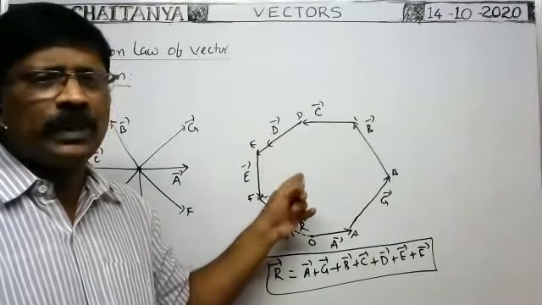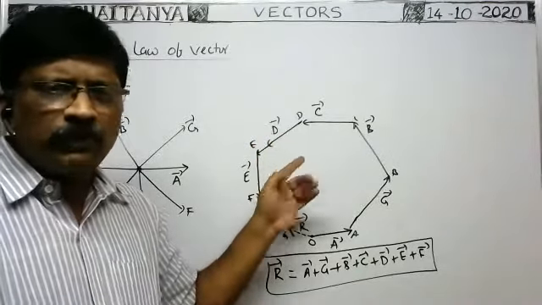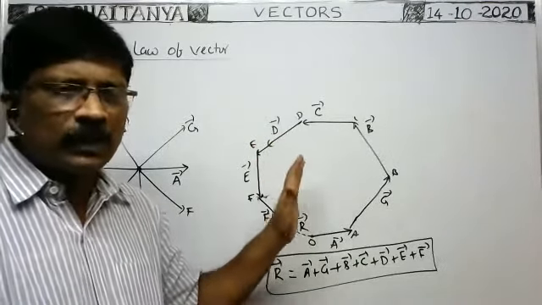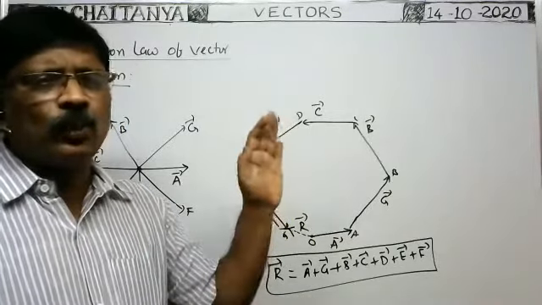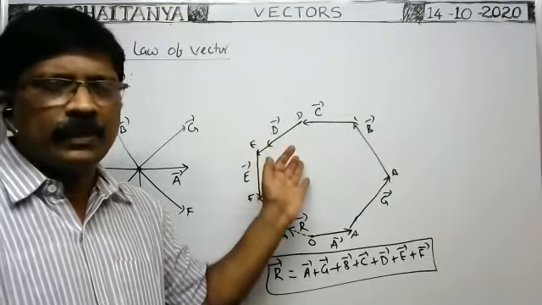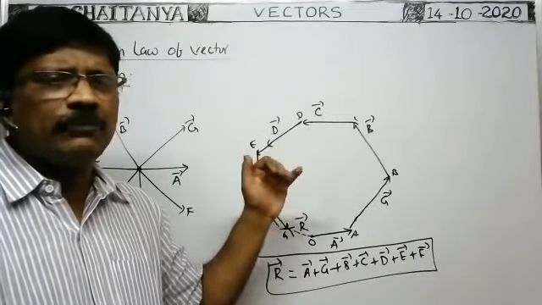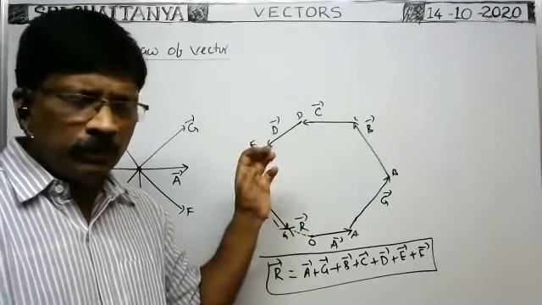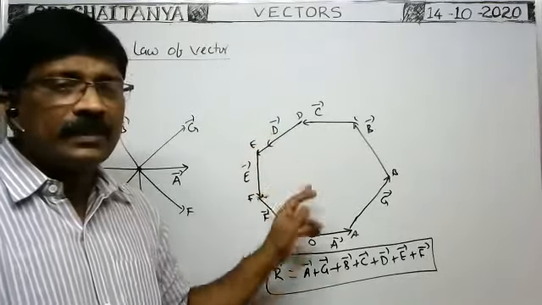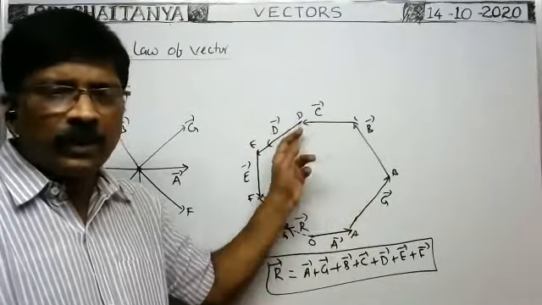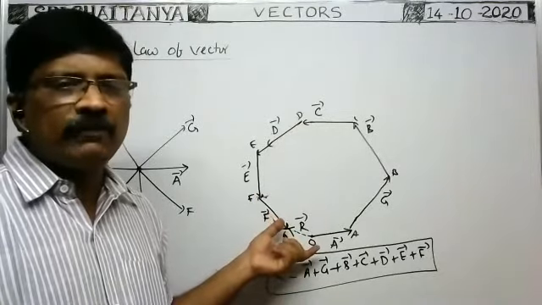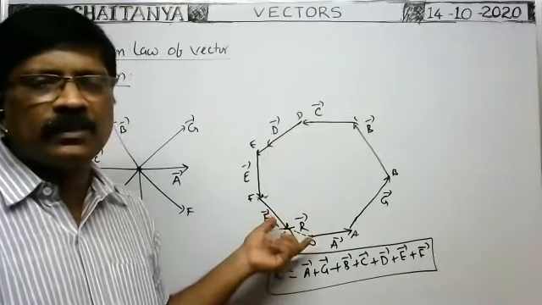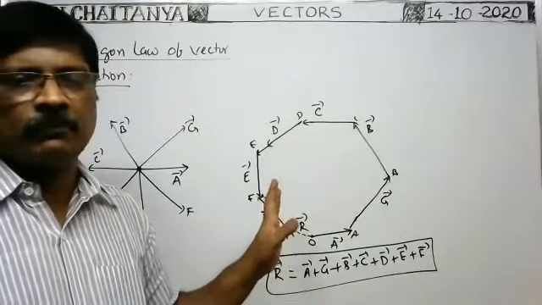It is applicable for coplanar forces only. For coplanar only, we can write like this. When a number of non-collinear coplanar forces act on a particle simultaneously, in order to obtain the resultant of all the vectors, we have to represent all the vectors as the adjacent sides of a polygon taken in order, both in magnitude and direction. Then the closing side of the polygon taken in reverse order gives the resultant of all those vectors.